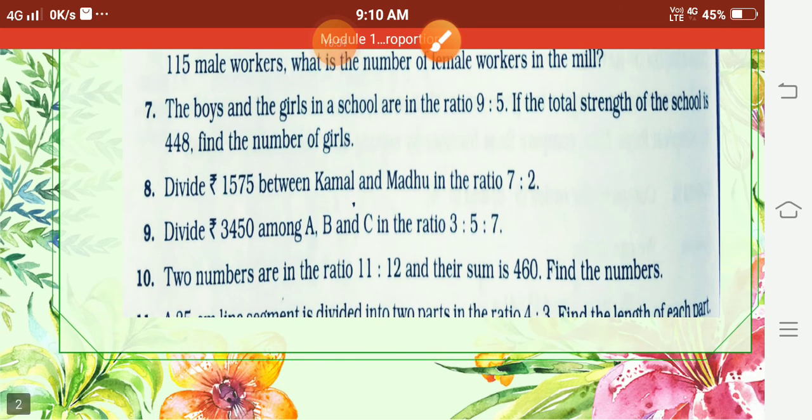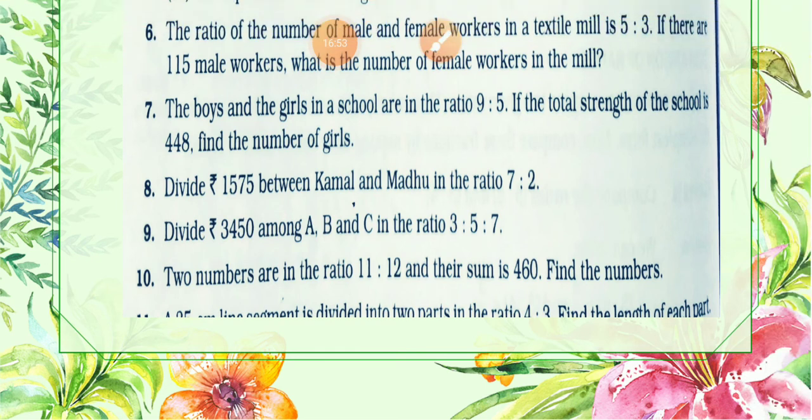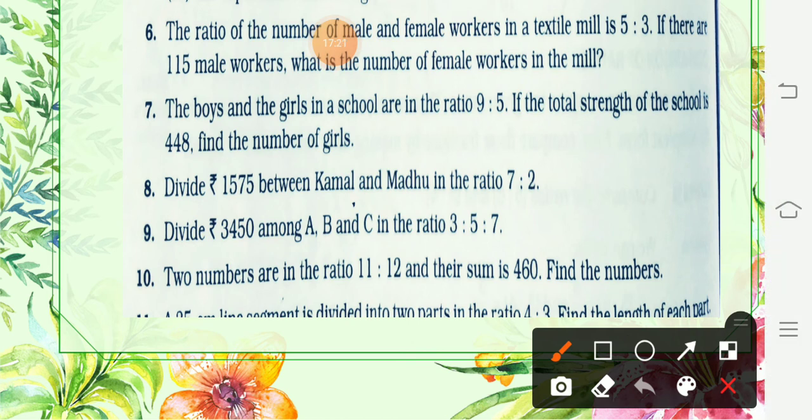Now the next question is question number 7. The boys and the girls in a school are in the ratio 9:5. If the total strength of the school is 448, find the number of girls. So total strength is given, so 448 divided by the total of the ratio and multiplied by whatever you want. Now question number 8. Divide rupees 1575 between Kamal and Madhu in the ratio 7:5. It's very simple. 9 और 10 भी उसी के जैसे हैं.